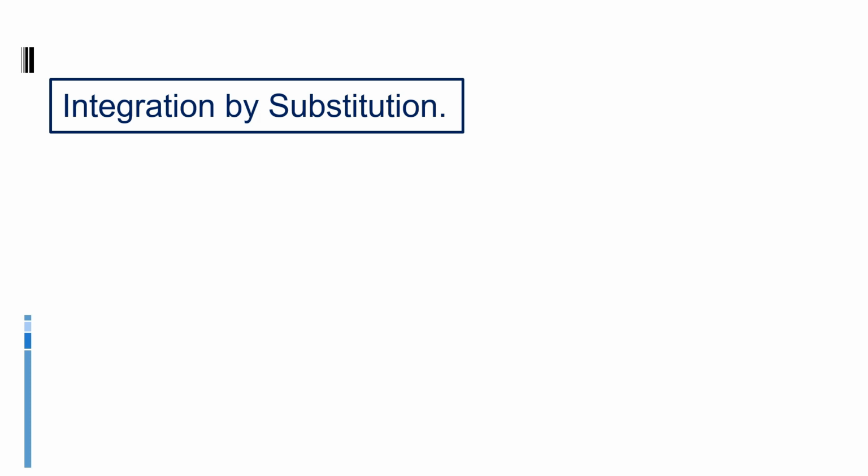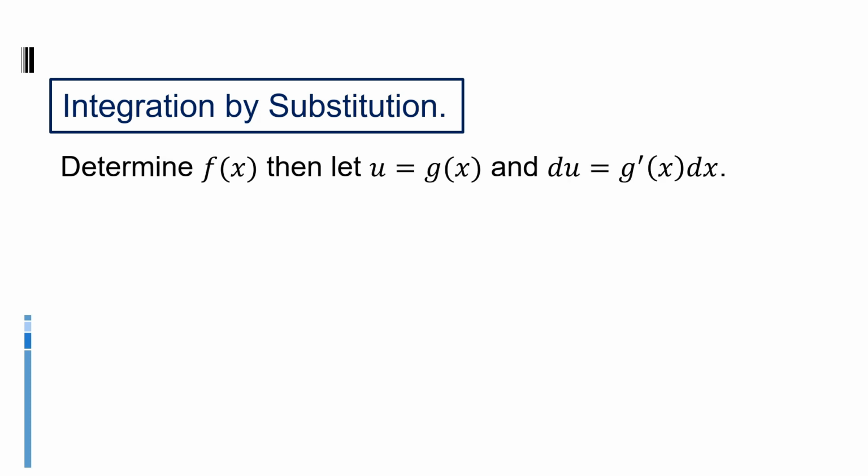Luckily, we have a way to integrate more easily. And this is called integration by substitution. We first determine our f of x, then let u be equal to g of x, and du is equal to g prime of x dx.